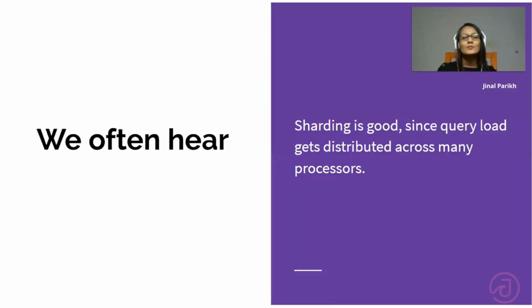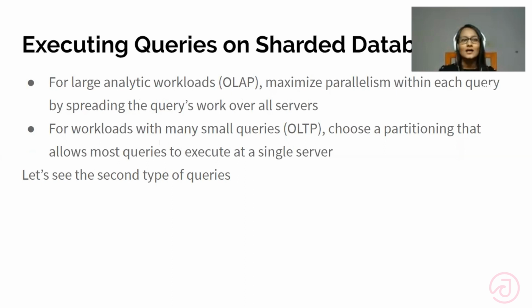Now, people often say that sharding is good since your query load gets distributed across many processors. So let's see. There are two main approaches of executing queries on a sharded database. The first approach is for large analytic workloads, or OLAP, where you have huge, complex queries. In this case, you maximize parallelism within each query by spreading the query's work across all servers. So you break the complex query down across multiple servers and parallelize it.